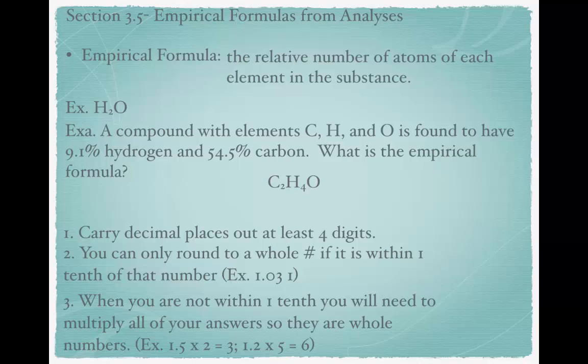point. If you are not within 1/10, you'll need to multiply all of your answers so that they are whole numbers. So for example, if you have 1.5, you cannot round that to 2. You must multiply all of your subscripts by 2 to get 3. In my example before, if you have 1.3, you can multiply 1.3 by 3 and you'll get 3.9, and you can round that to 4. So keep in mind, if you're not within 1/10 of a digit, you have to multiply all of the subscripts by an integer to make sure that you get whole numbers.